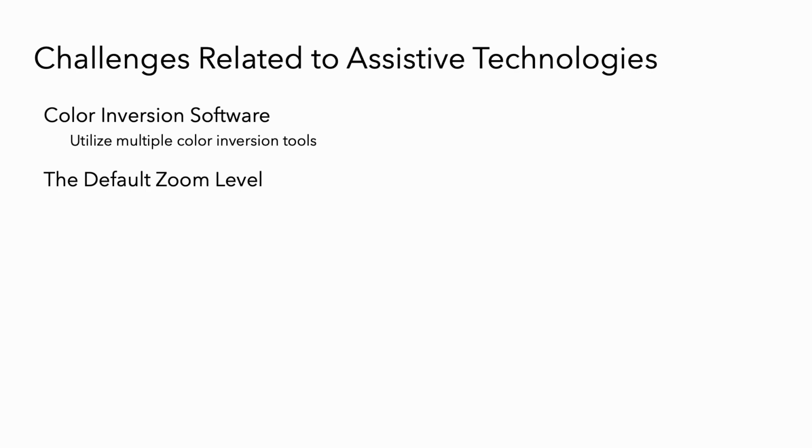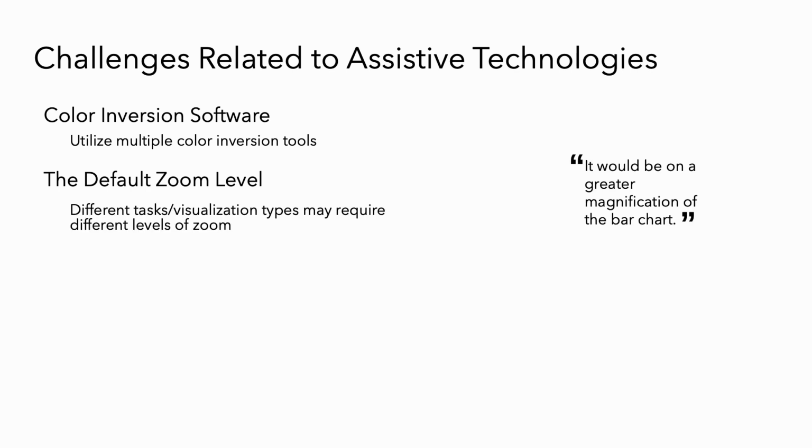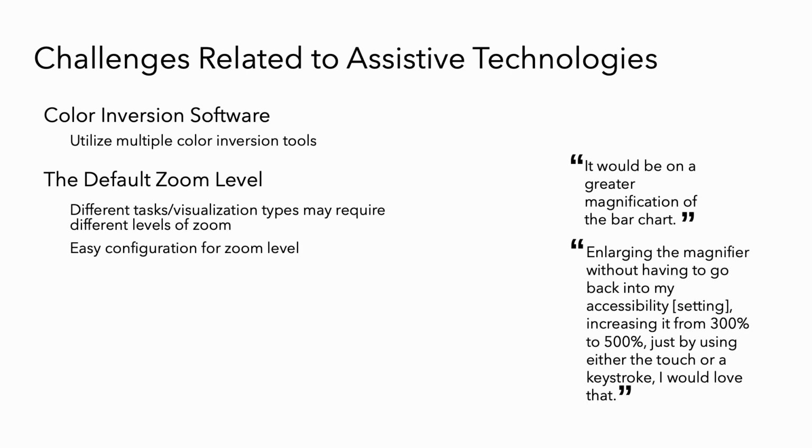The default zoom level of the magnifier that participants used was in general not always optimal for examining visualizations. They expected different levels of zoom for different visualization types and different tasks, and thus they also have a need for easy configuration of the zoom level.